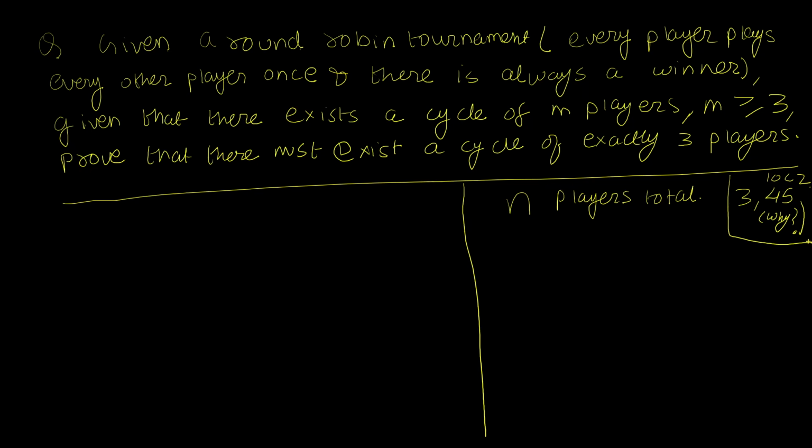Next, let us understand what a cycle is. If player 1 wins over player 2 and player 2 wins over player 3 and 3 also wins over 1, we have formed a cycle. Okay, 1 beats 2, 2 beats 3, 3 beats 1.